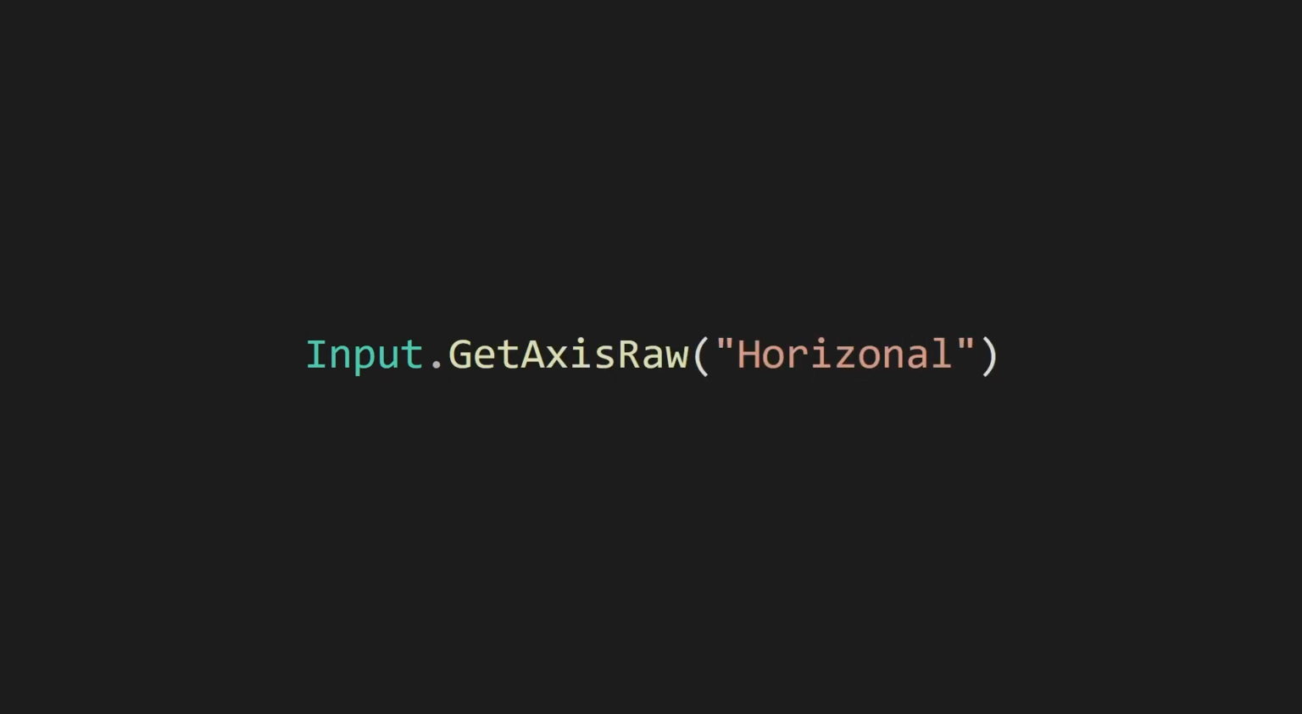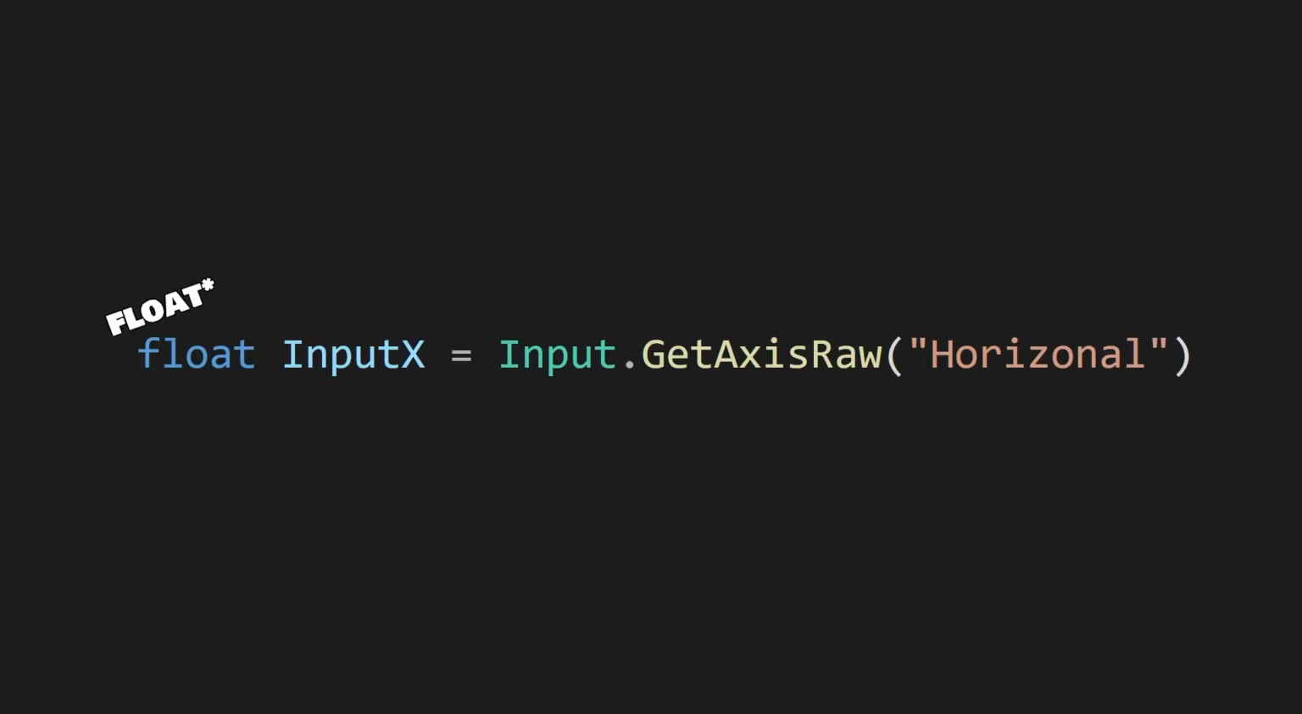Honorable mentions are the Input.GetMouseButton, 0 for the left mouse button and 1 for the right mouse button, and Input.GetAxisRaw in parentheses "Horizontal" will give you either -1, 0 or 1 depending on whether you pressed left or right arrow or the A or D key. We can store this in an integer and use it to handle movement in the next section.